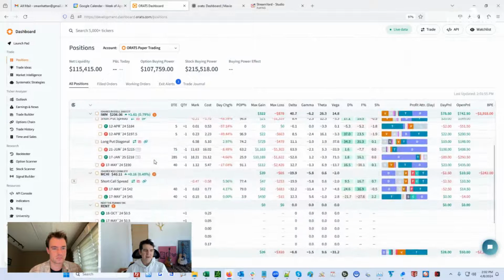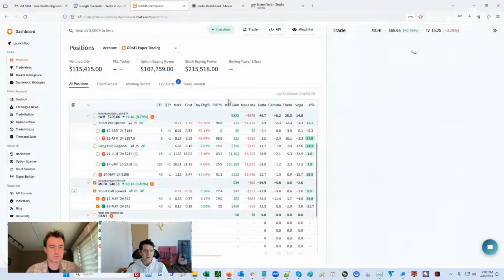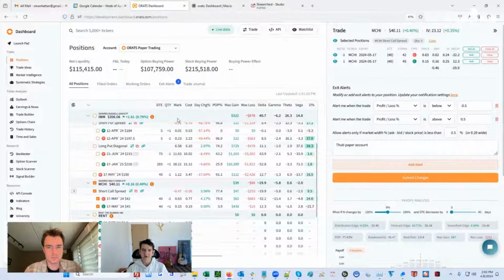And then we did an MCHI, the Chinese ETF last time. That's actually fairly valued. We sold it for 58 cents, and now it's 47 cents. So we're doing well on that one. As we saw on that one, the implied volatility was much lower than the historical. So we'll just take a check of this.